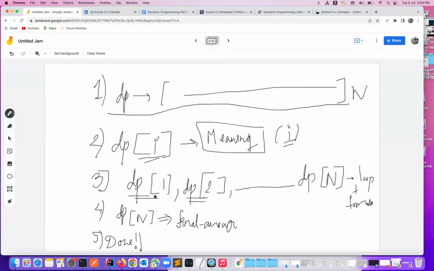What we do is we calculate dp1, we calculate dp2, we calculate dp3, then till n we calculate till dpn. How do we calculate this? By using a loop and a formula. People call these the recurrence formula as well. Then dp of n in most cases generally is our final answer, and it's done.